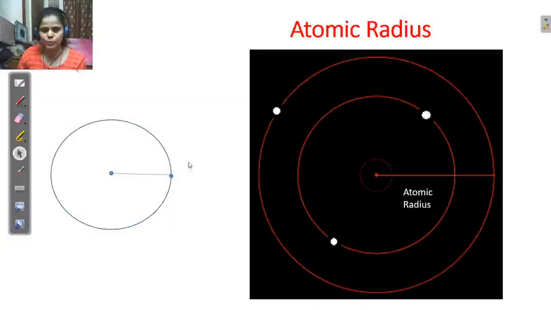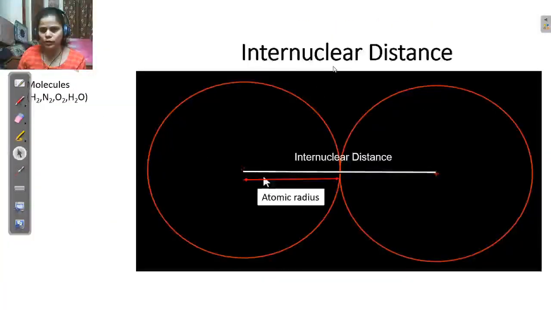Our next term is the internuclear distance. It is related to molecules. In your previous standard, you studied what a molecule is. A molecule is a compound of atoms. Here are some examples: H2, N2, O2, H2O. H2 is the molecule of 2 hydrogen atoms. N2 is the molecule of 2 nitrogen atoms. O2 is the molecule of 2 oxygen atoms, and H2O is the molecule of 2 hydrogen atoms and 1 oxygen atom.